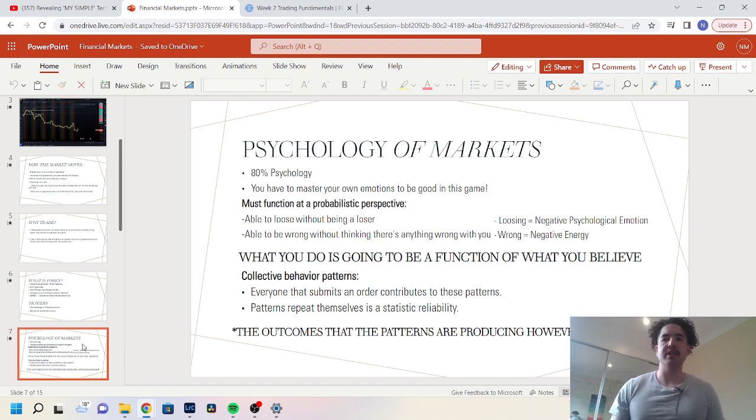What you're going to do is going to be a function of what you believe. I solemnly believe this is not just meant for trading, but also life. With trading, if you think the market's going to go up, you're going to function in a way where you jump into the market looking for buyers. Same thing: you believe something, the chances are you're going to pursue that and follow whatever your own belief is.